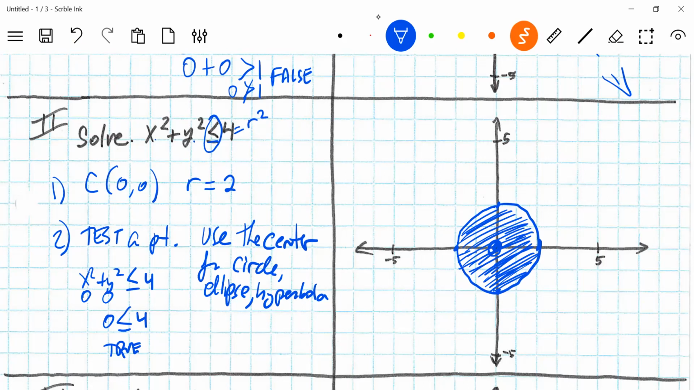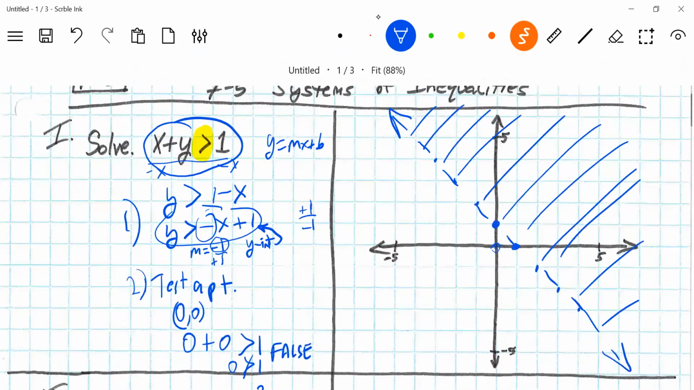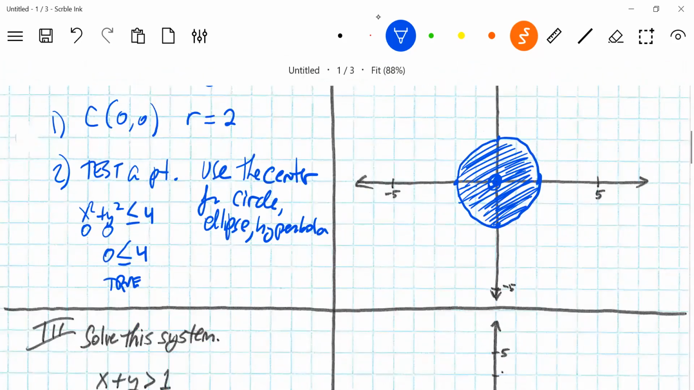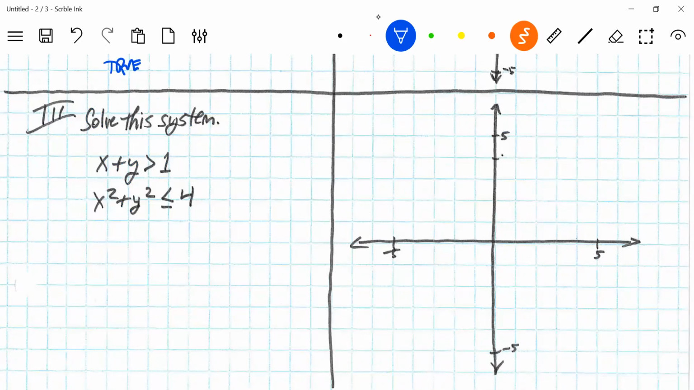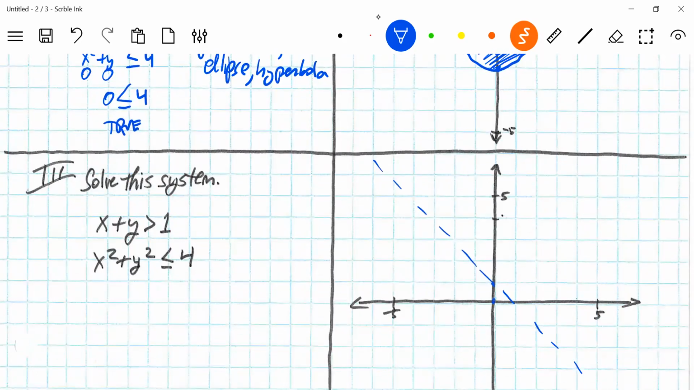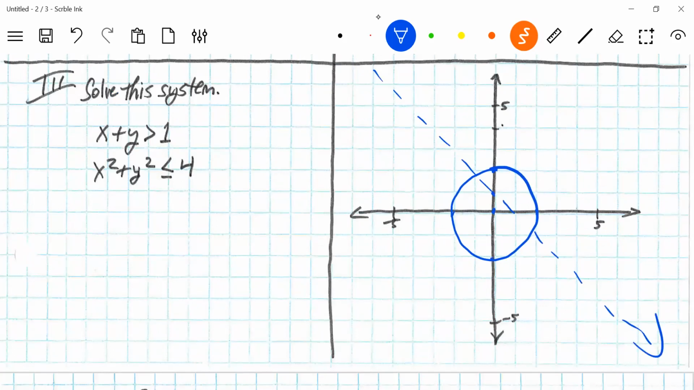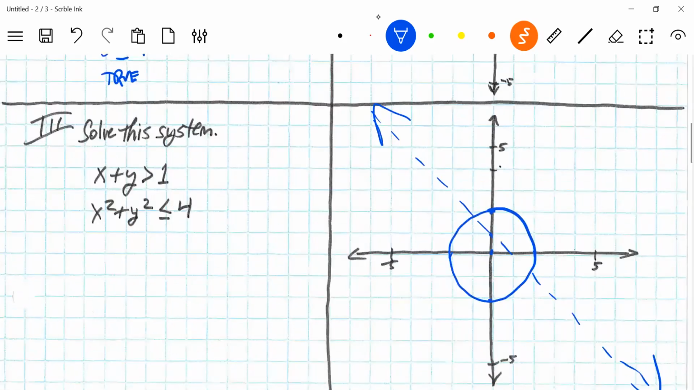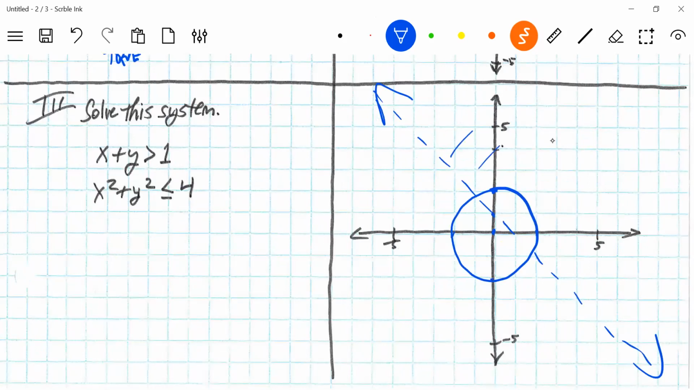Now, the third one of this is where we're going to put them together. So notice this one was shaded this way, this one was shaded this way. Now a system is when we put them together. So I'm going to put the line, dashed line, and I'm going to put the circle, which is here. I'll put arrows on the end of that line too. And this area had been shaded, and the inside of this was shaded. So the part where they are both shaded together is right here.